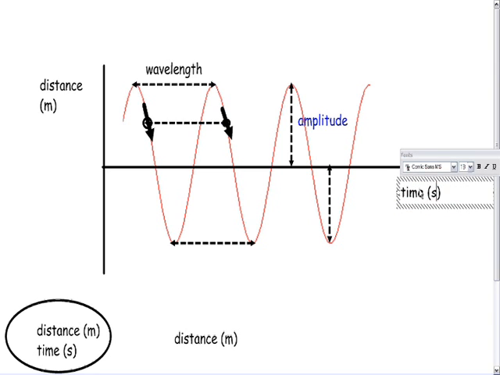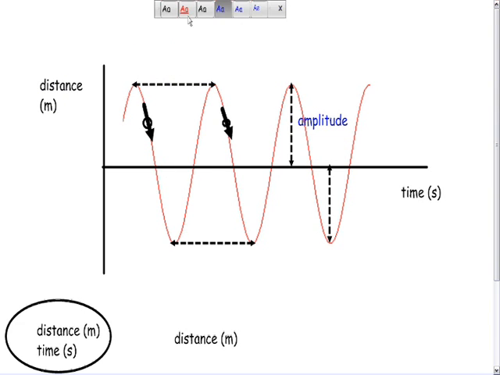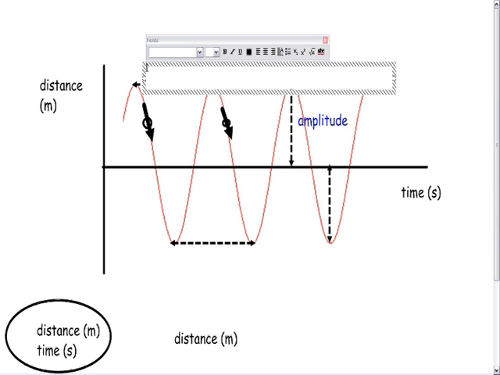So this remains the amplitude, that's quite good because this axis hasn't changed. Anything on the y-axis isn't affected, but this is no longer the wavelength. The distance between two crests, or two identical points, does still have a meaning, but the meaning is that it is the period of the wave.